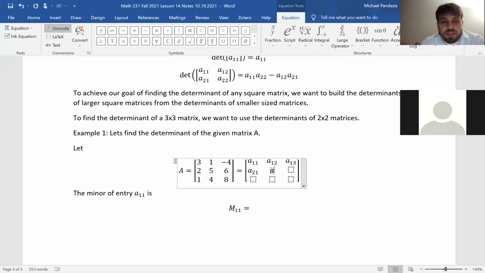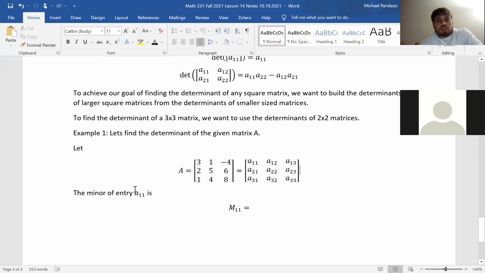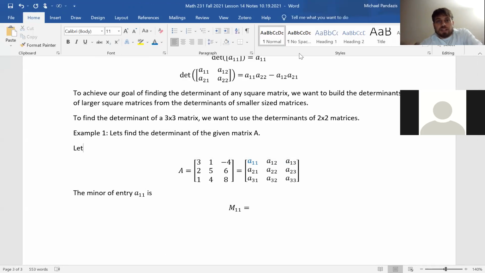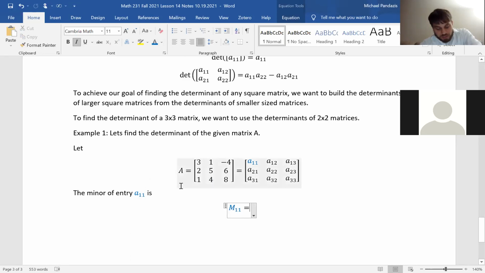So this is A21, this is A22, this is A23, this is A31, A32, and A33. So these are all the entries of this matrix. The entry A11 is this entry right here. So that's our entry. And the minor of entry A11 is denoted by this capital M11. In order to find it, what you do is you cross out the first row and the first column of A.